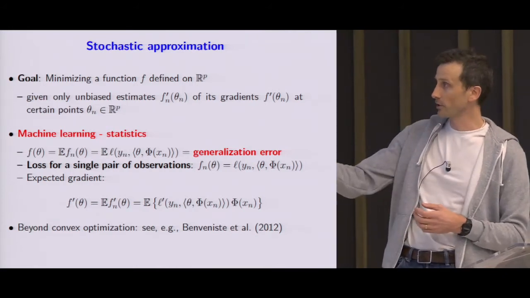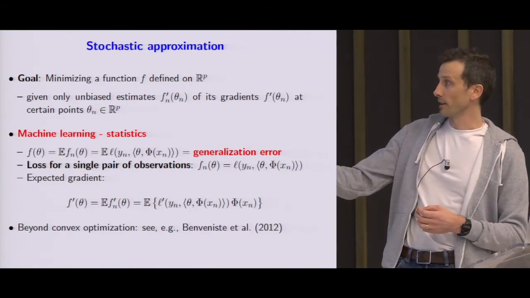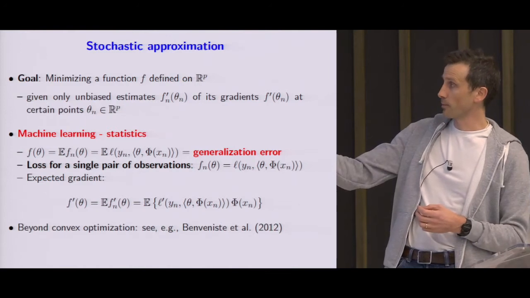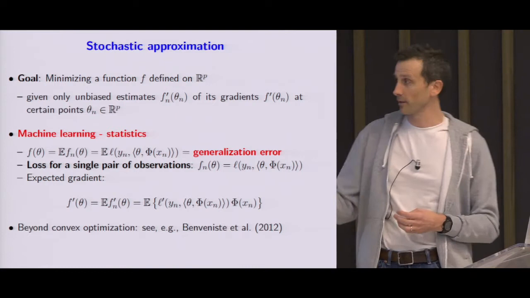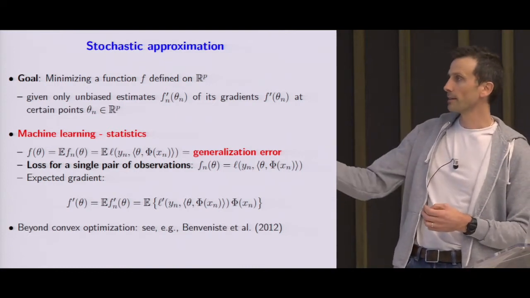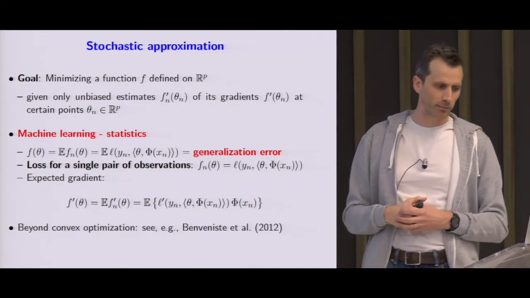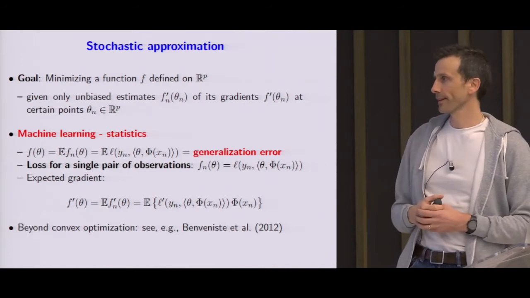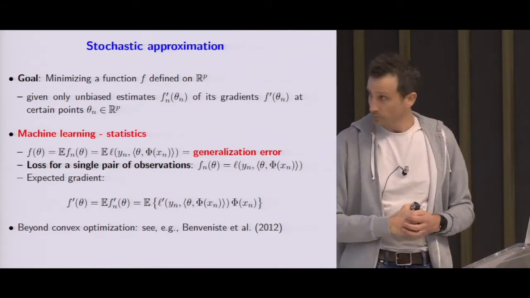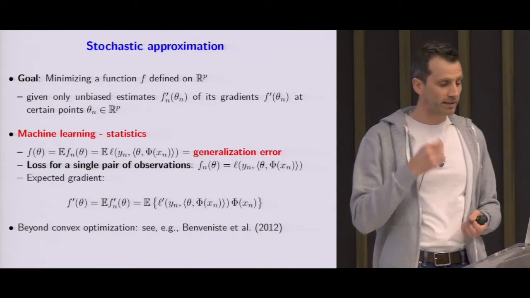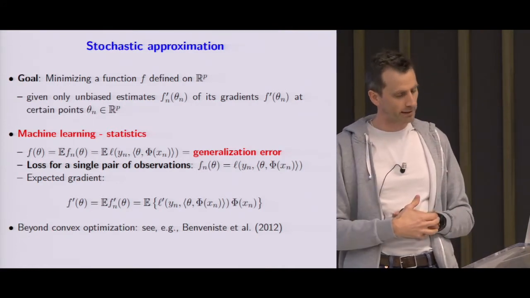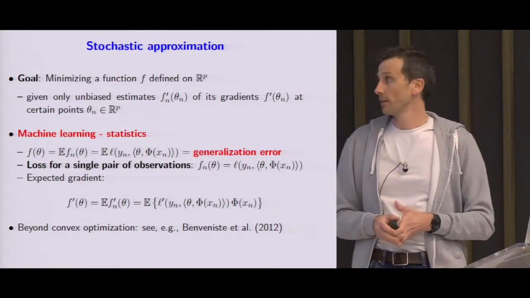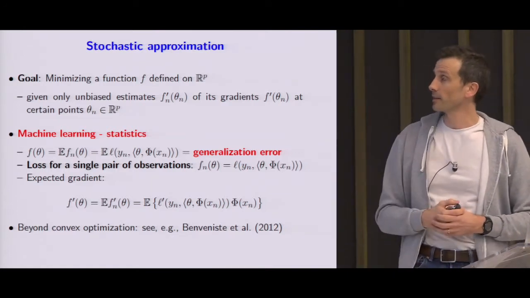Okay, so here, this is the gradient of that. Since I have a one-dimensional projection of theta on a vector, the gradient is proportional to that vector phi of xn, my feature, times the scalar, which is the derivative with respect to the second variable. So this is a classical setup where every time I see an observation, I can compute the gradient with respect to the function fn, and I get a noisy estimate of that function.